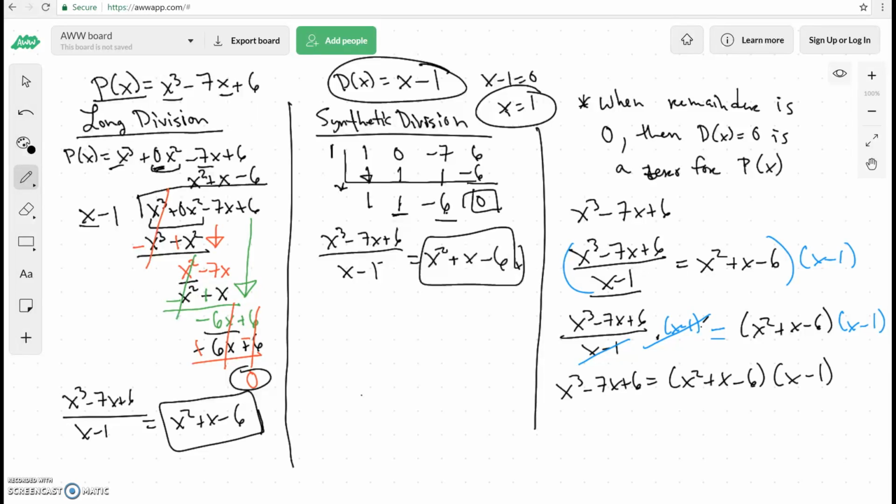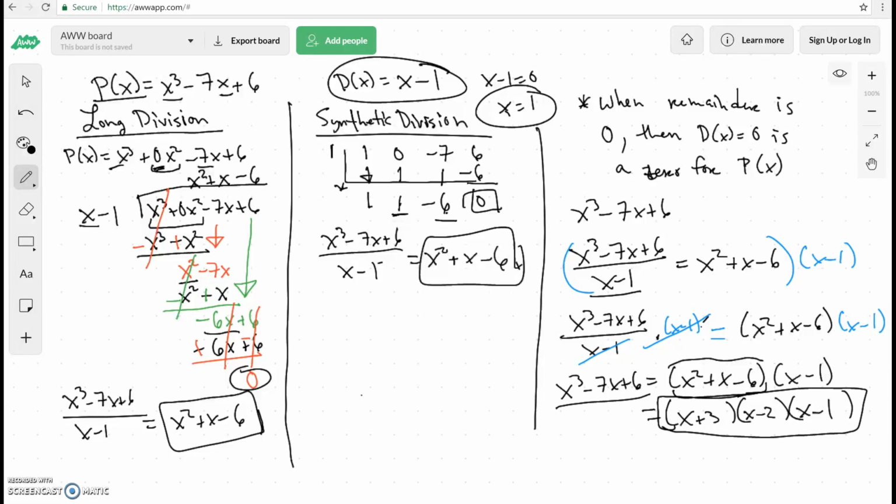What's really cool about this is that now this is really easy to factor, because this is just two numbers that multiply to get negative 6 and add up to get 1. That's just going to be x plus 3 and x minus 2, right? So this is just factorable really, really easily. And then the other one is just x minus 1. So this is what we're going to call the complete factorization of this polynomial.